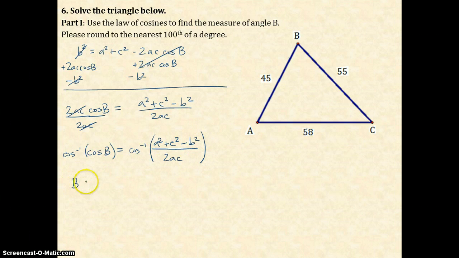So B is going to be the inverse cosine of, so a squared, if we're looking at angle B, A and C are going to be, well, A is 55 because it's opposite angle A, and C is 45 because that's opposite angle C. So A squared is 55 squared plus C squared, that's 45 squared, minus B squared, opposite of angle B is 58, so 58 squared, over 2 times A, 55, times C, 45.